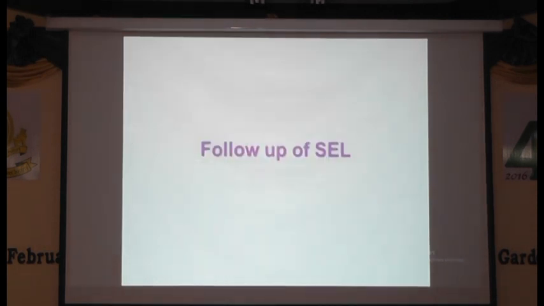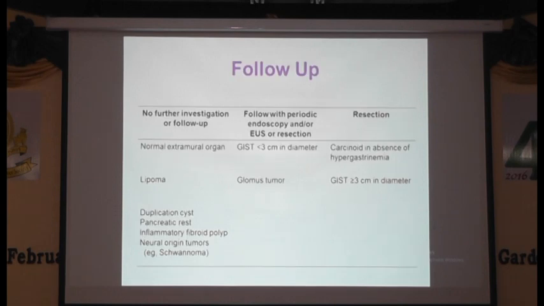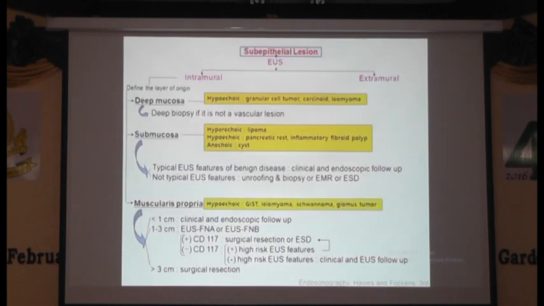My final topic is follow-up of subepithelial lesions. When you see a subepithelial lesion, we evaluate it with EUS, and if it is a normal extramural organ or lipoma, we don't need to do further evaluation. But if the lesion is a cyst less than 3 cm or a glomus tumor, we can consider removing it or regular follow-up. And if the lesion is a carcinoid or a cyst larger than 3 cm, it should be removed. This is my recommendation after EUS evaluation.